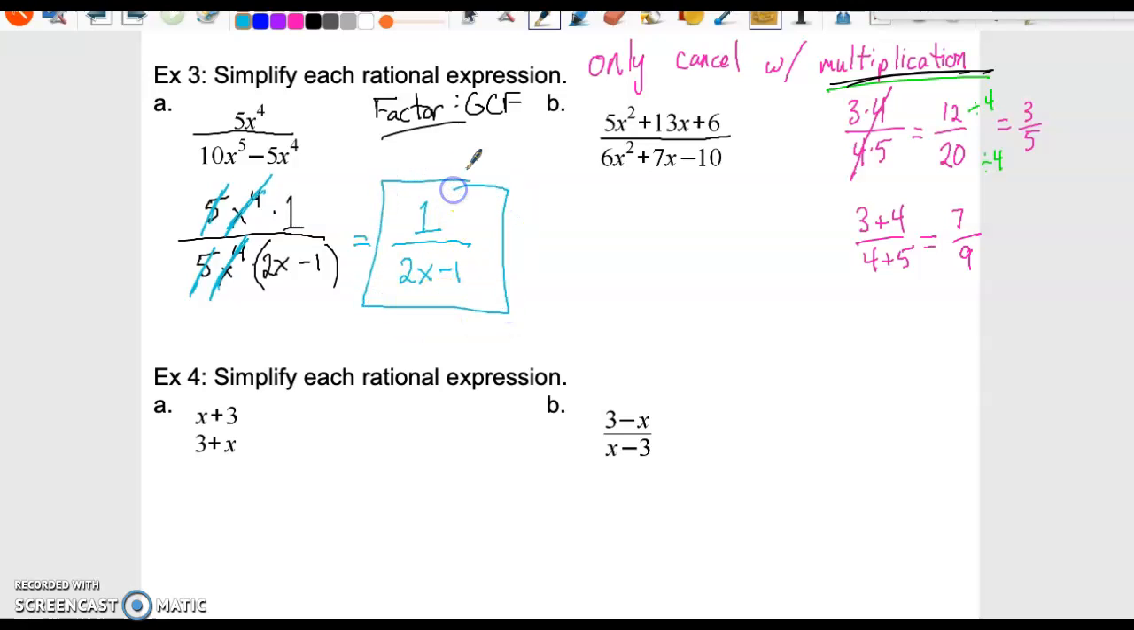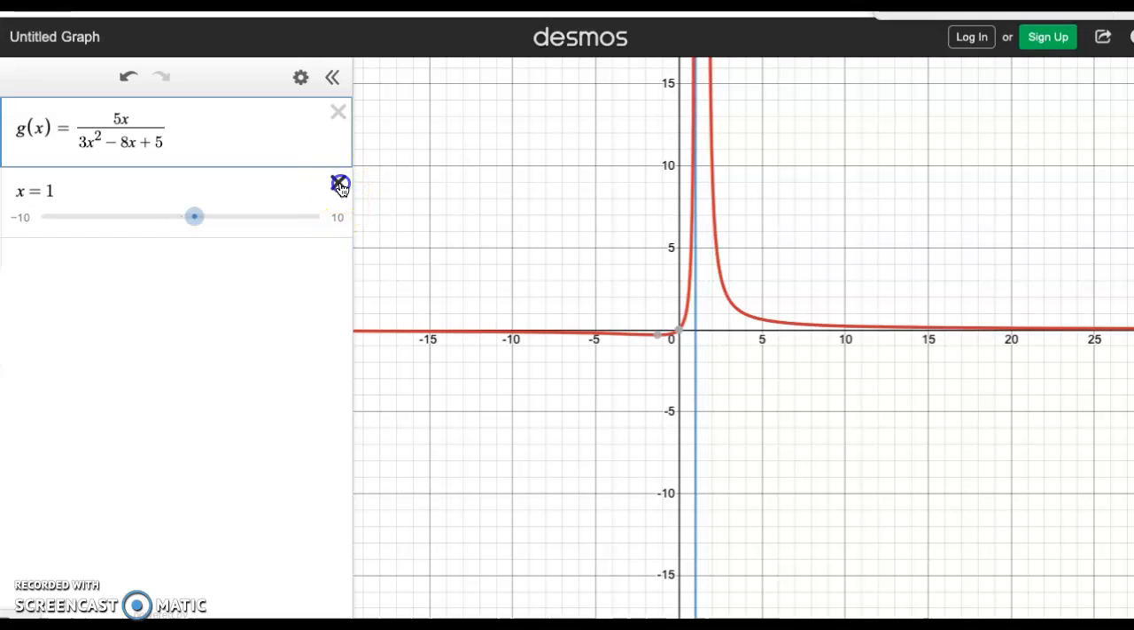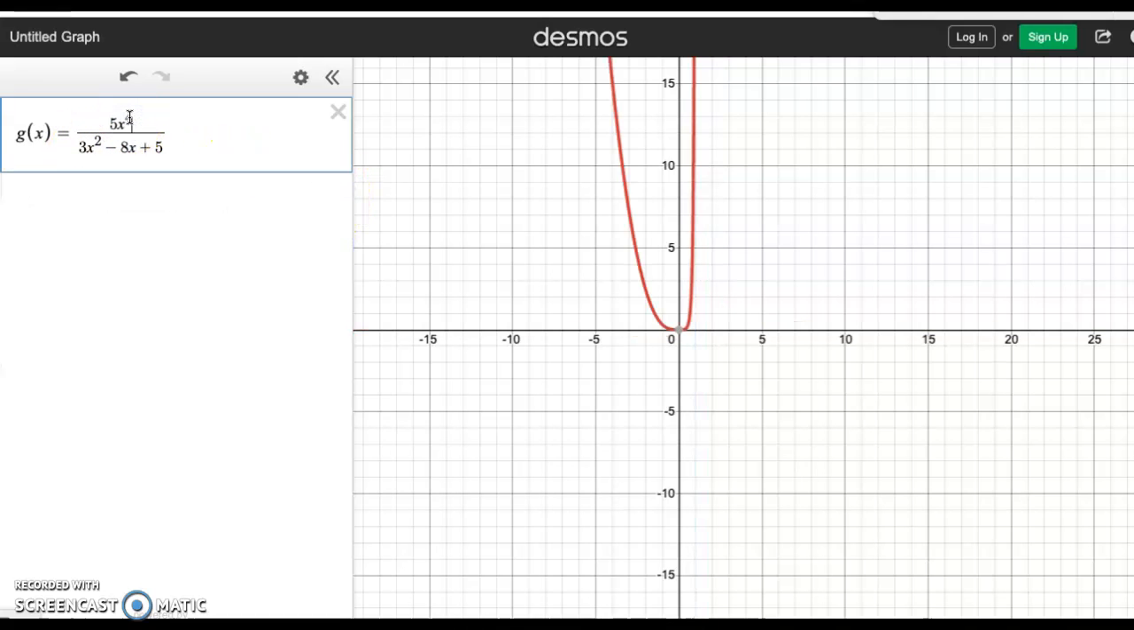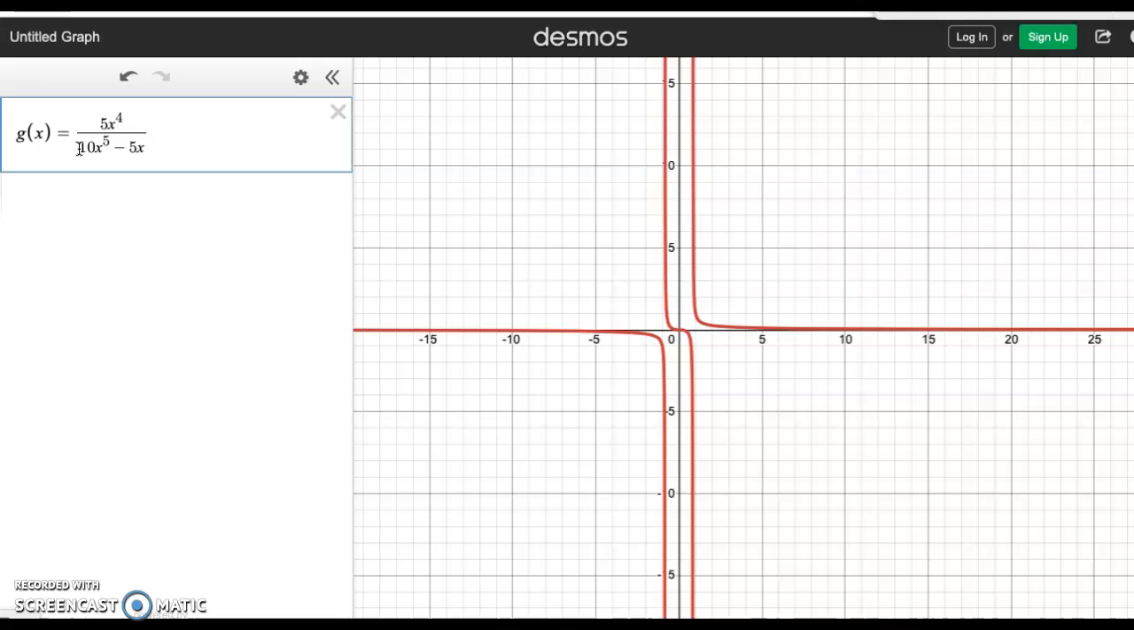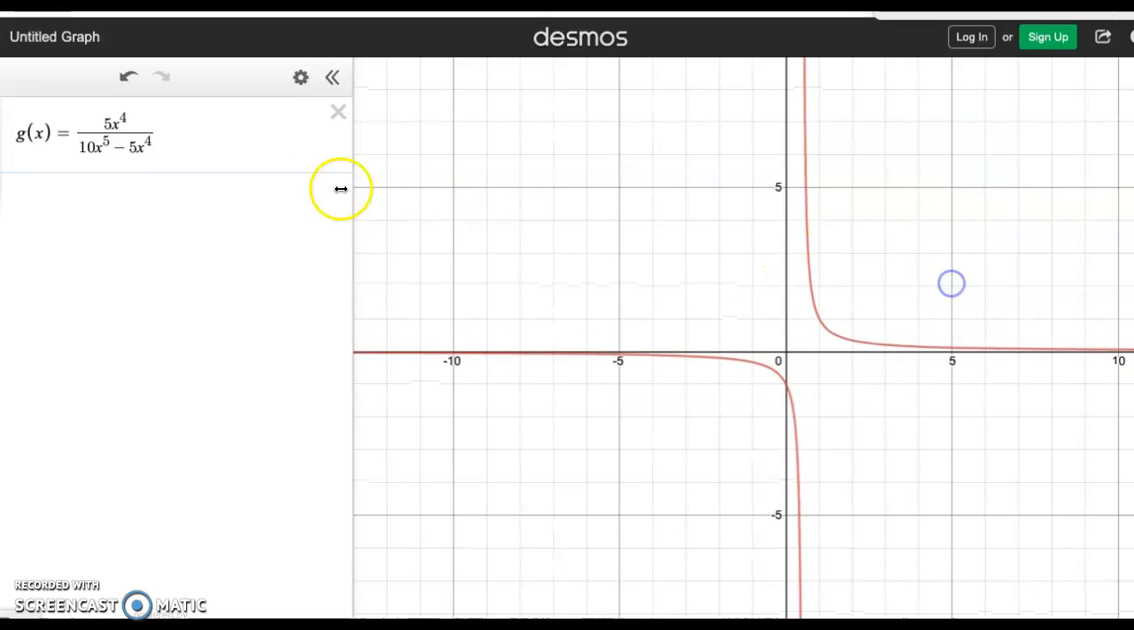And you can verify that this answer is correct by using Desmos again. So let me go back to Desmos and clear this stuff out. Let's see, it was 5x to the fourth over 10x to the fifth minus 5. So right now it just looks like this graph, and you can zoom in if you want. You can play around with it.